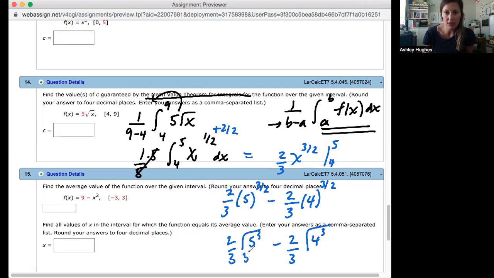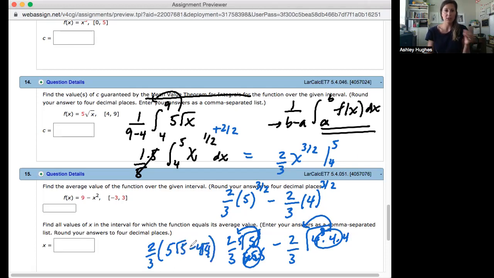If you imagine there are 5 fives in here, you can pull out 5 times 5, you could pull out one of those 5s, and so it'd be 5 root 5. And the same concept here, you can pull out a 4, so that's going to be 4 root 4. So we could say 2/3 times 5 root 5 minus 4 root 4. That's what the average value is.